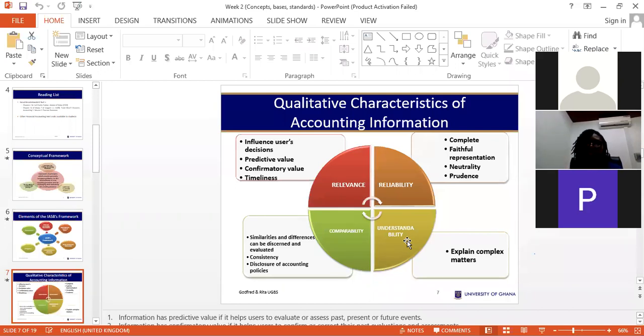So we appoint the auditors to go in there and do it on our behalf.